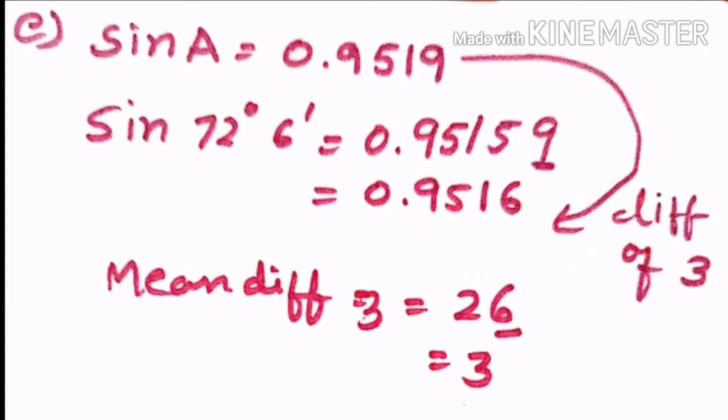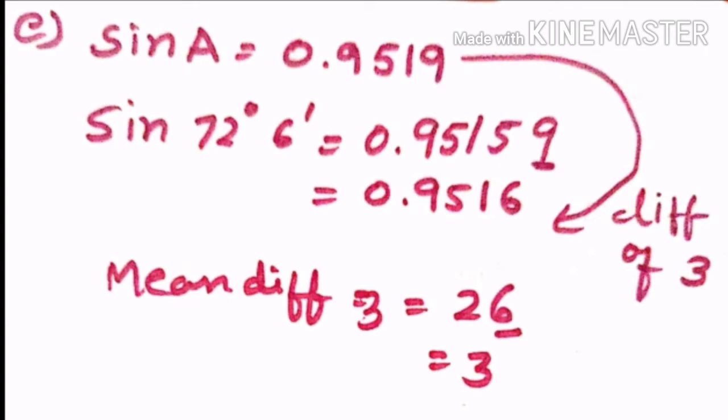Now we find E number. Sine A is equal to 0.9519. For this you have to open your natural sine table and see the nearby value of 0.9519. So you have to open the second page of your natural sine table, and on that page you see 72 degree and 6 minute, you will find 0.95159, and by rounding off I get 0.9516.